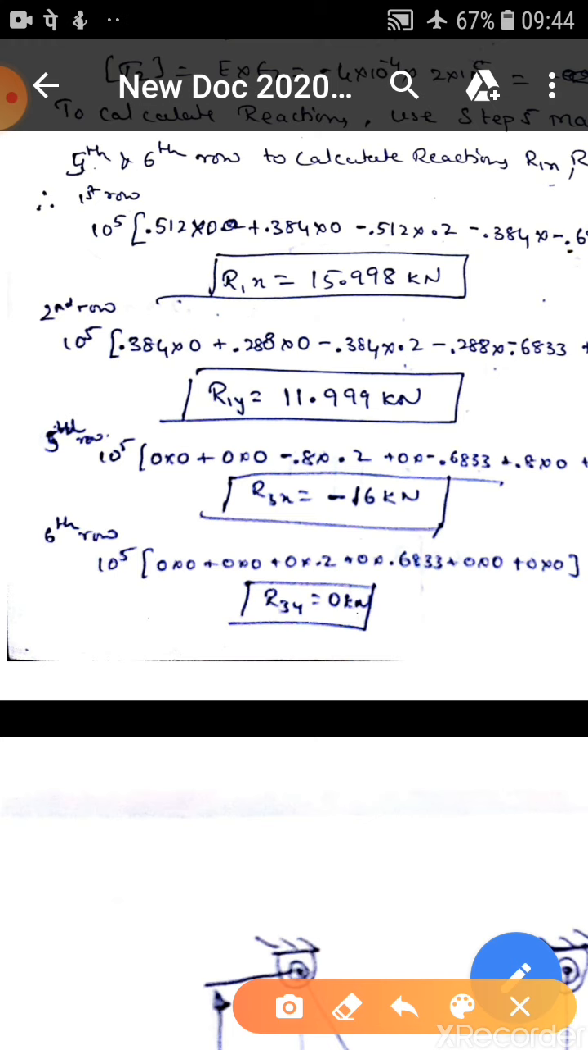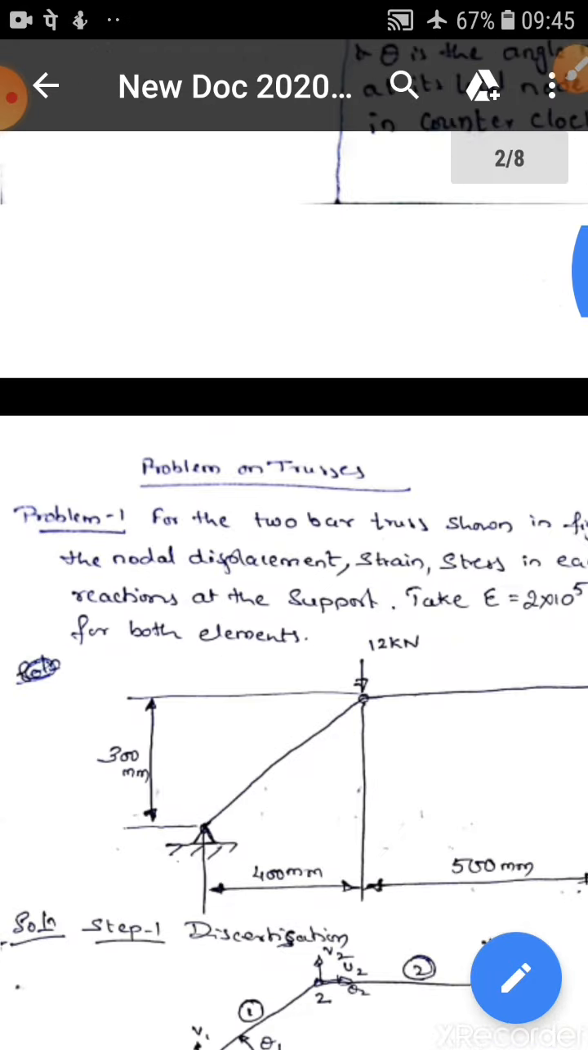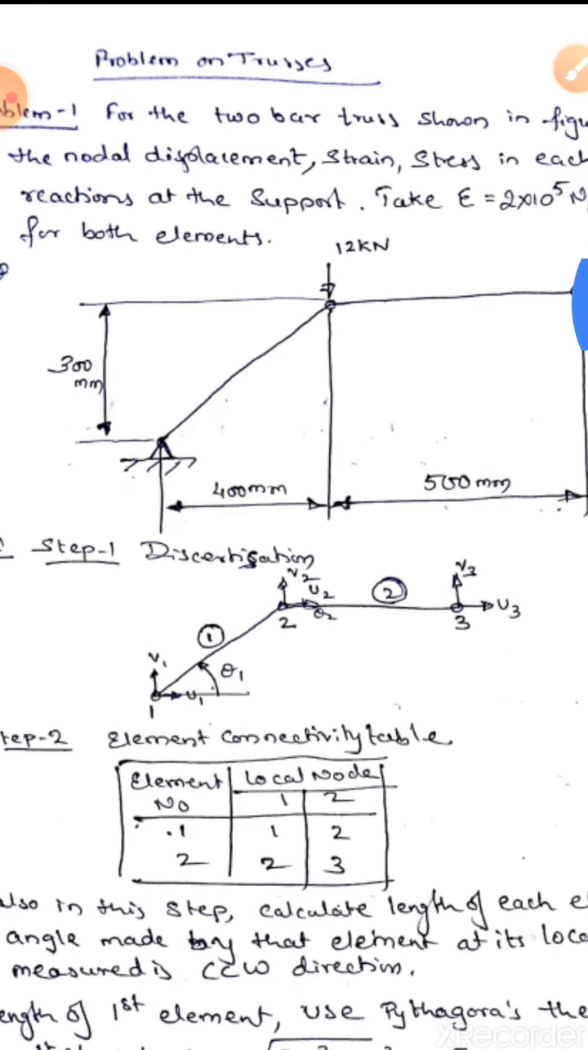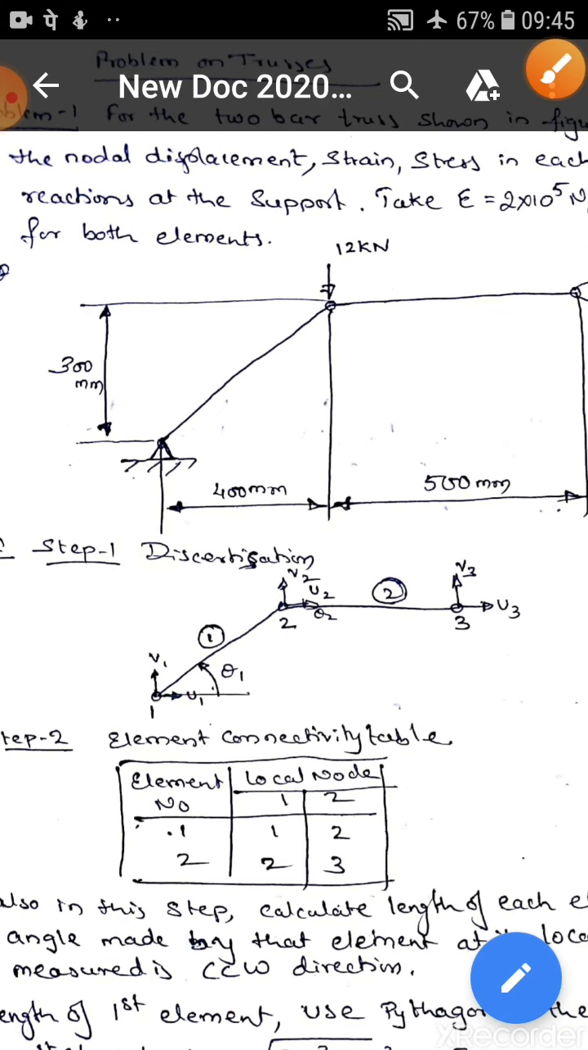R1x is 15.998 kilonewton. R1y is 11.99 kilonewton. R3x is minus 16 kilonewton. R3y is 0. Now, how to check whether they are correct or not? Checking is about the force applied in this problem. If you remember, the force applied is only in the y direction, that too 12 kilonewton, in the y direction.